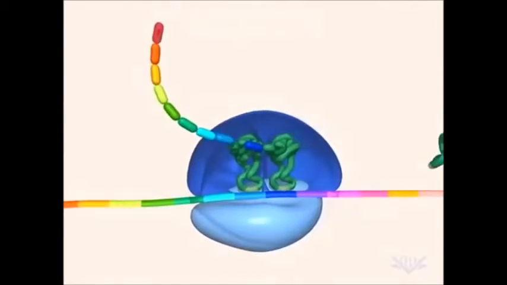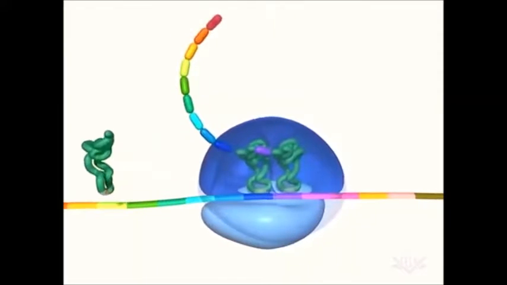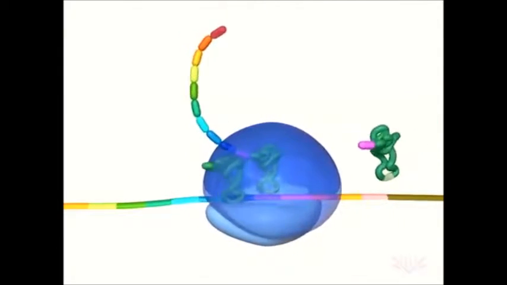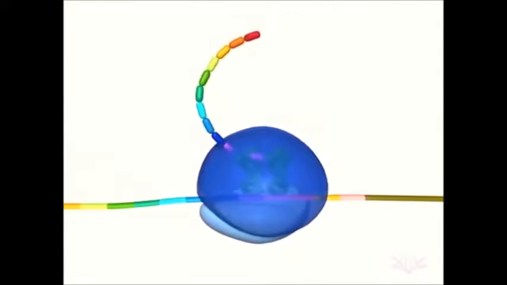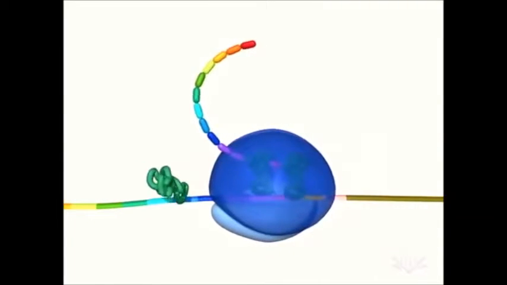As elongation continues, the growing peptide is continually transferred to the A site tRNA, the ribosome moves along the mRNA, and new tRNAs enter.